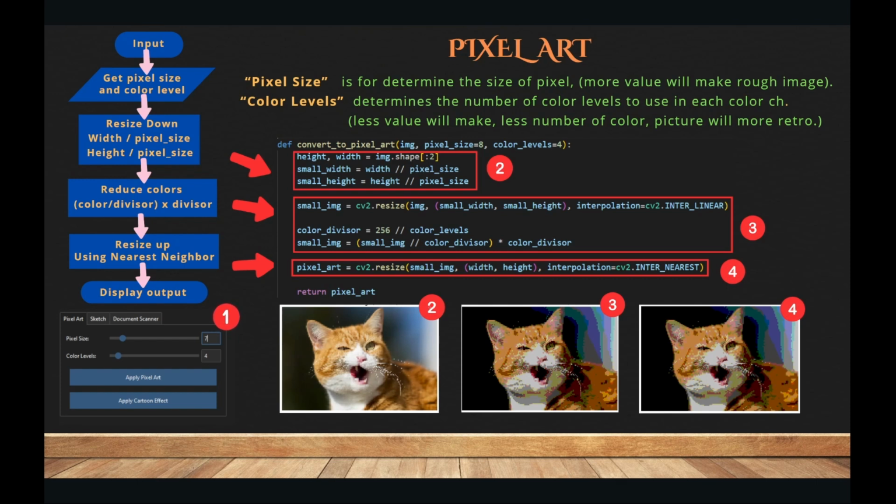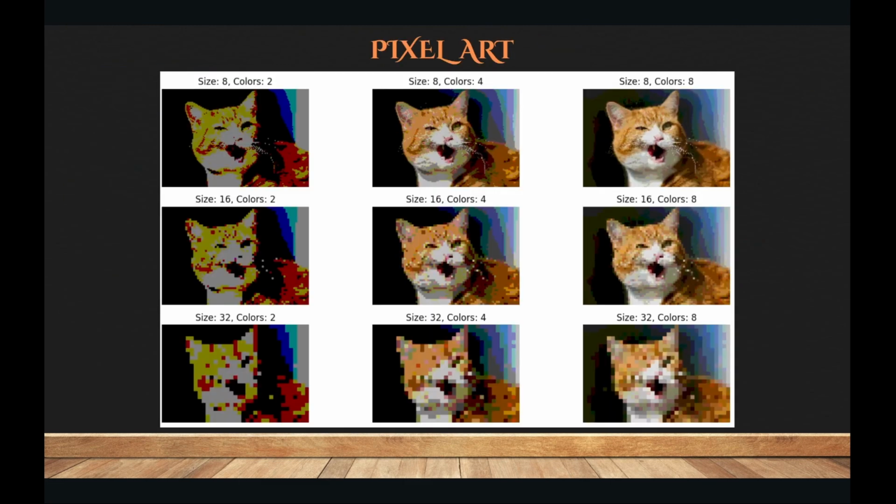When we scale the image back up, we use nearest neighbor interpolation. This means that the pixels stay blocky and don't get smoothed out, maintaining the pixel art style. So here is our example to compare the different size and color level values. As you can see, if the pixel size gets larger, the pixels will be bigger. And if the color level is larger, it will show more variety of colors.